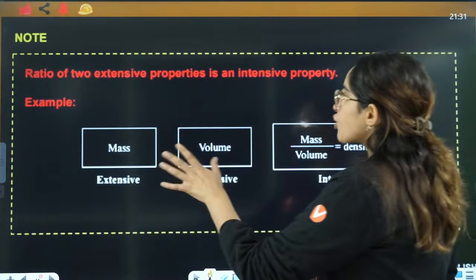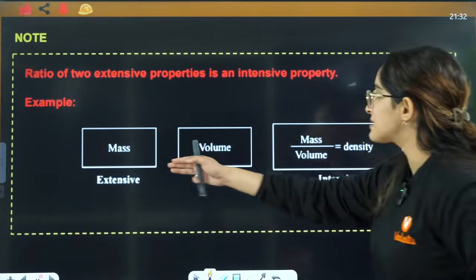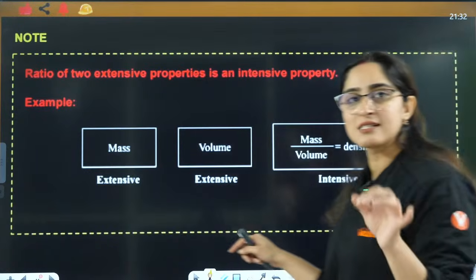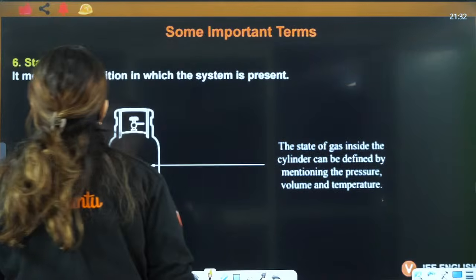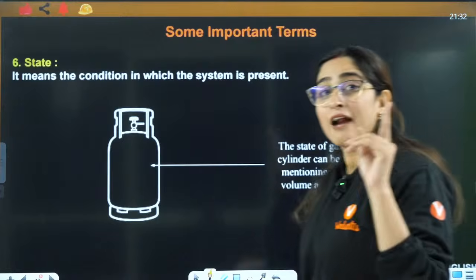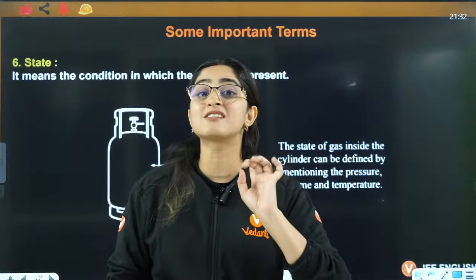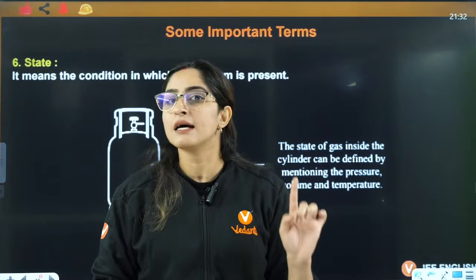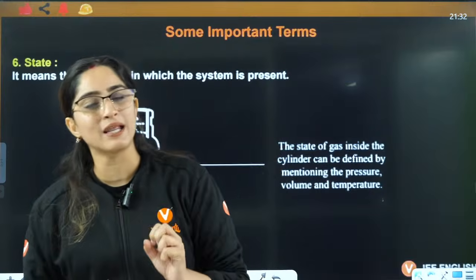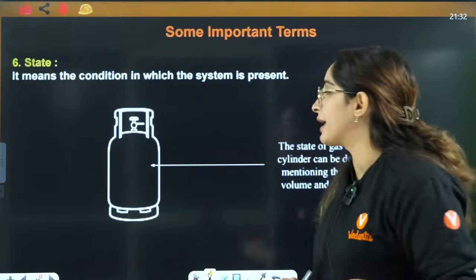Then the ratio of two extensive properties is an intensive property. As we have discussed, mass divided by volume is nothing but density, which is an intensive property, right everybody? Now let's discuss the states. And from intensive and extensive properties and their examples, questions are directly asked, right? So you must know the examples of intensive and extensive properties. That is very important. Very easy questions are asked from there, right?